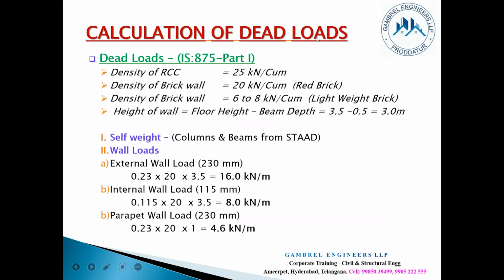Before knowing the dead loads, you should know the densities of materials. Like RCC density is this much, and then brick wall density is 20 kN per cubic meter. If it is a lightweight brick, it is like 6 to 8 kN per cubic meter. And then the height of the floor, as we mentioned, is 11 feet 6 inches, which is equal to 3.5 meters. So we are deducting the beam depth, and we can have a clear height of the wall of about 3 meters.